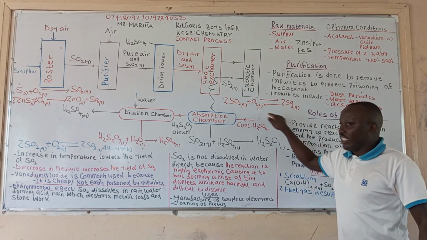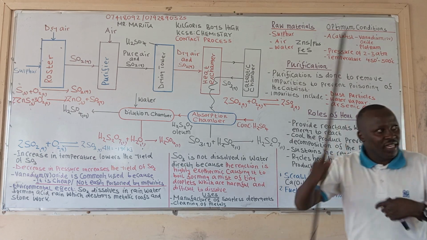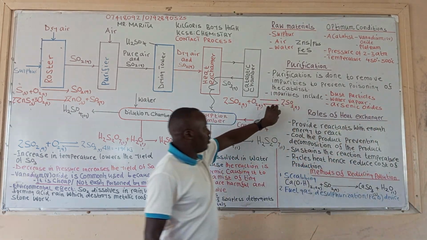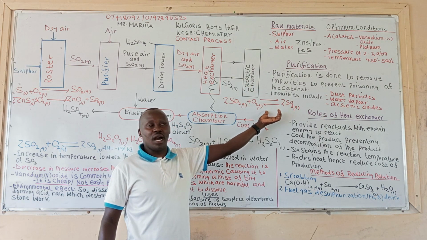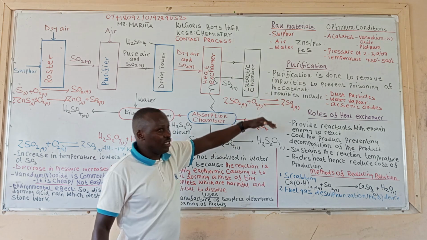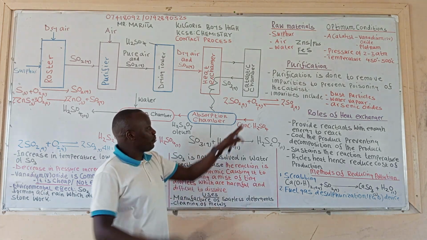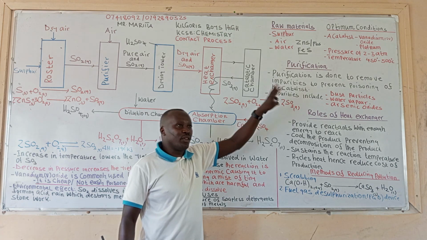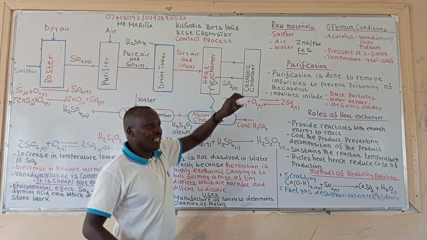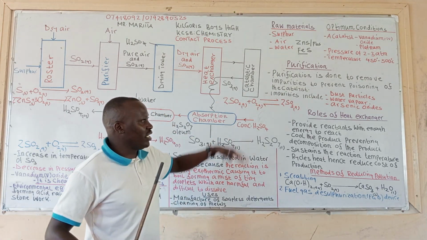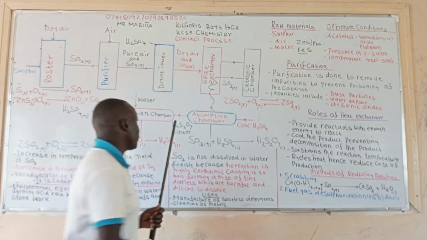Now, the equation in the catalytic chamber. In this catalytic chamber, you will have the sulfur 4 oxide converted to sulfur 6 oxide. This is a reversible reaction, as you can see. This is a reversible reaction because it has two half arrows. It has two half arrows, so we call it the reversible reaction. So we have now sulfur 4 combining with oxygen. This one will be converted to sulfur 6 oxide. So this is the equation that takes place in the catalytic chamber, and as you can see, the reaction is highly exothermic because a lot of heat is being generated during the reaction.